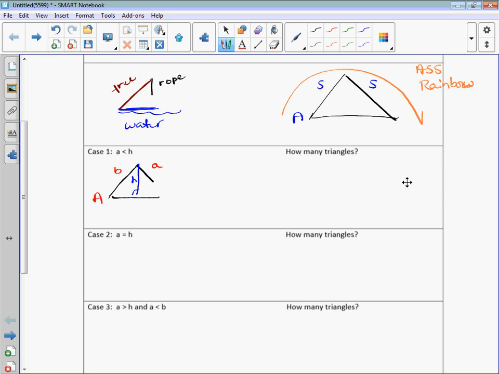So I'm telling you, your rope is short. It's less than the height of your triangle. So think about this rope swinging back and forth. Is it ever going to hit the water? No. So does this make a triangle? So first case, if that side over there that you know, the rope, is less than the height, you have no triangle. Those are going to be your favorite problems because you get to tell me no triangle and you're done. Okay. No math.